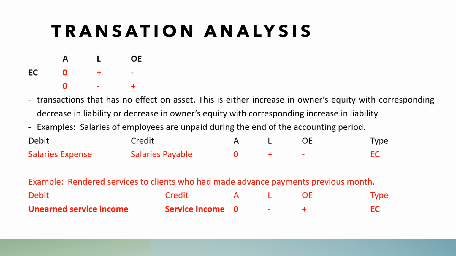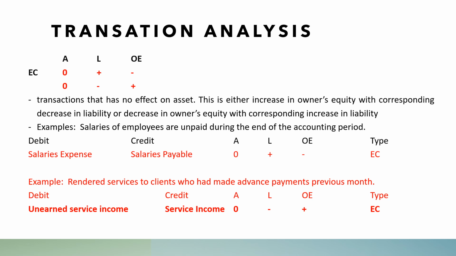Next is the last one, the transaction analysis for EC or exchange of claims. In the previous first slide, the EC has an effect on the accounting equation as assets 0, liabilities increase, owner's equity decrease, and the second case is 0 assets, no effect on assets, liabilities decreased, owner's equity increased. So therefore, it is described as having no effect on assets.